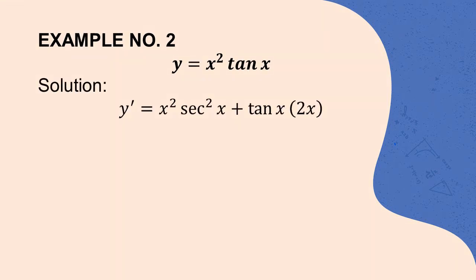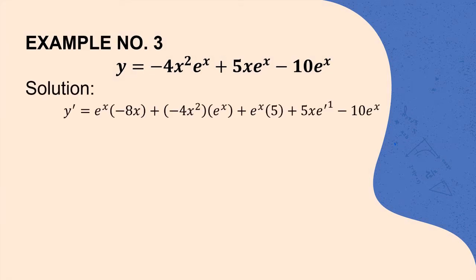So let's proceed to the next example. We have y equals x squared tan x. For the solution, we have y prime equals x squared sec squared x plus tan x times 2x. So for the final answer, we obtain y prime equals x squared sec squared x plus 2x tan x. In this problem, we apply the product rule and again the derivative of the trigonometric function tan.